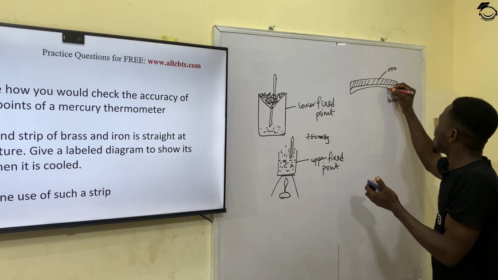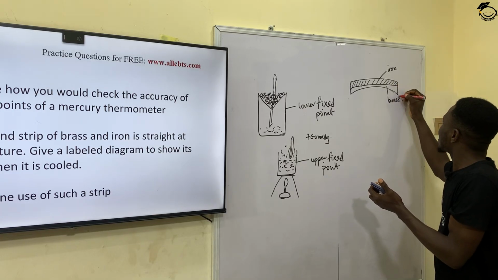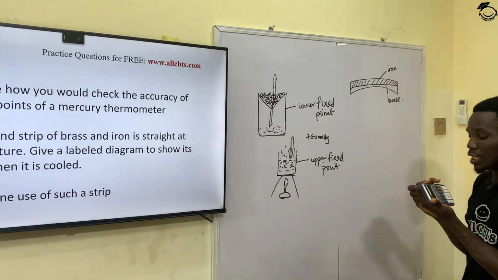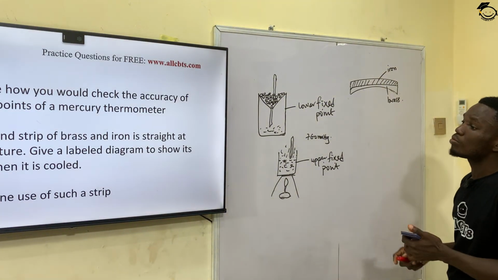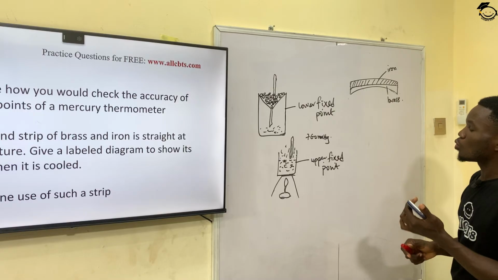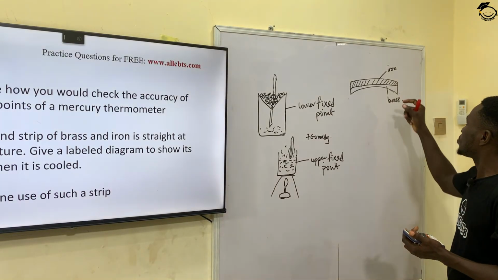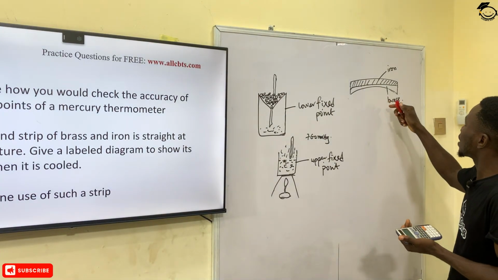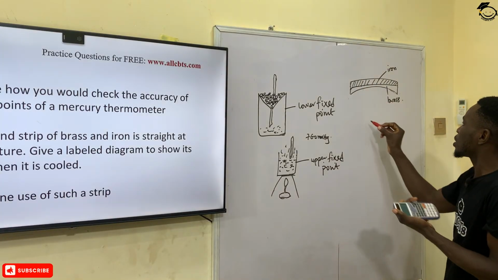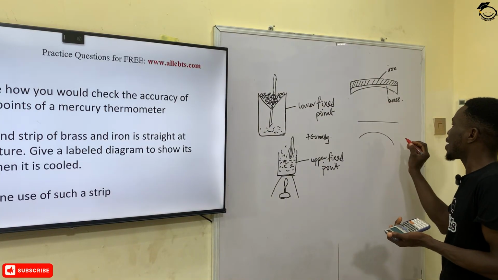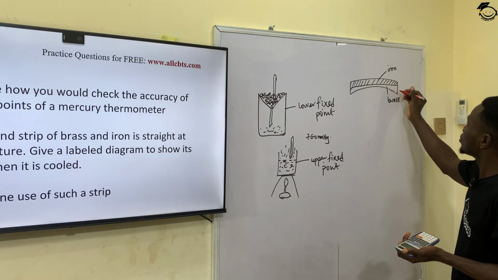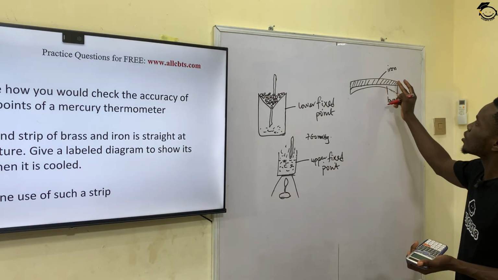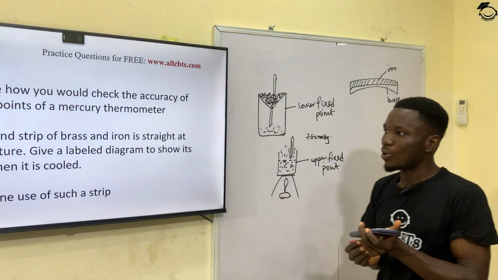But your iron will remain the same because at that point, there is very little change in the temperature of the iron as it is cooled from your room temperature to about 0 degrees Celsius. So depending on the level of coolness, that will determine whether the iron will be completely straight or slightly bent. That is why in this bimetallic strip, the brass is bent, but the iron is just slightly bent when it is cooled.